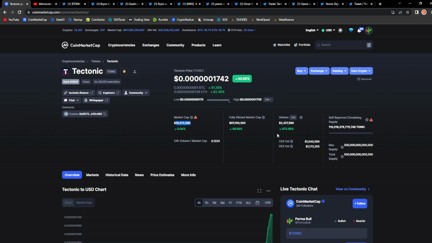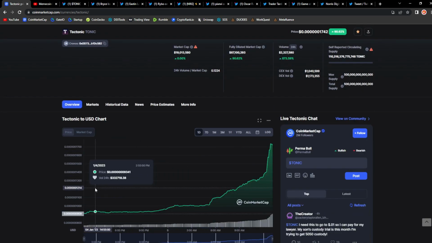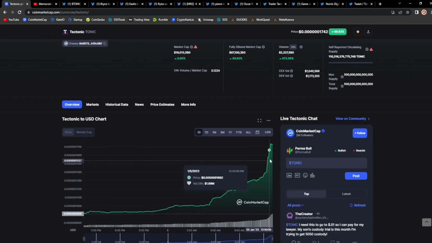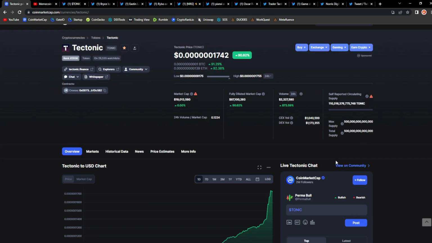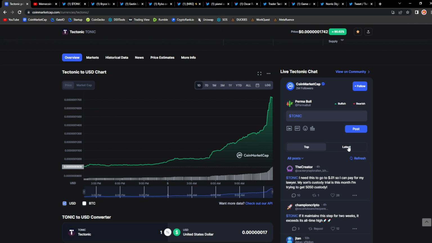Just about a 2x. $2.3 million in 24-hour trade volume, up 873%. On the one day, we got this crazy slope to the upside. It's a ski slope right now, guys. And I know the Tonic fam are super happy to see that.